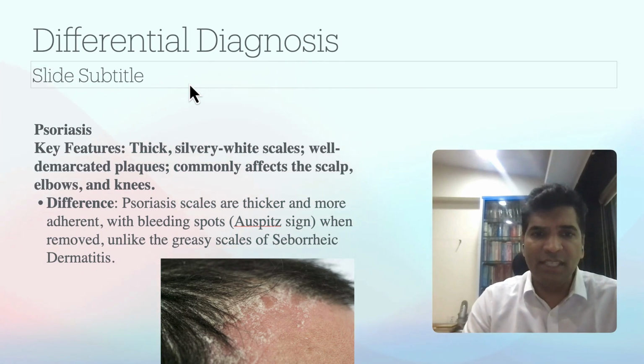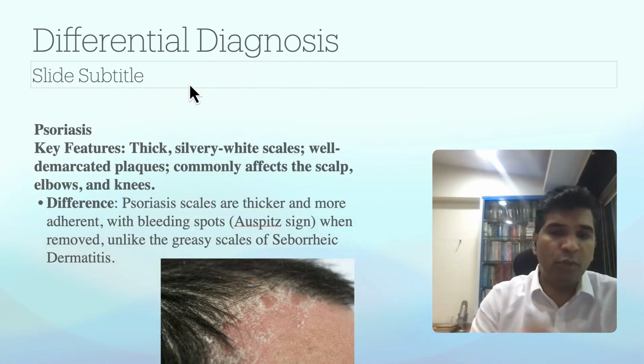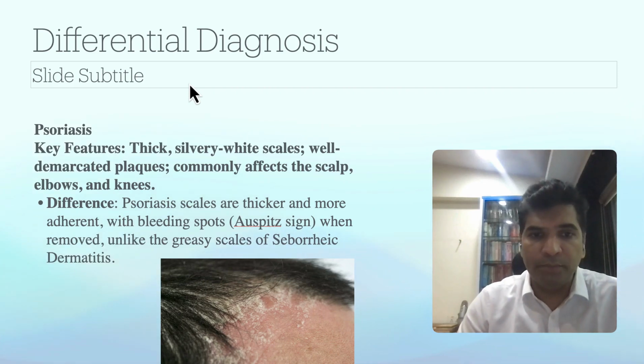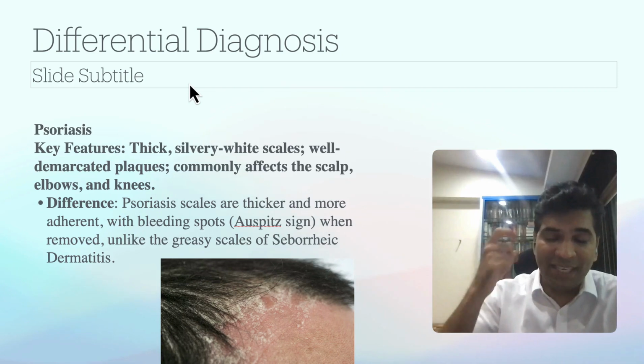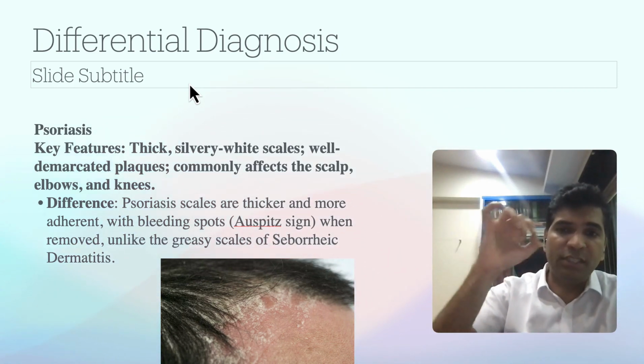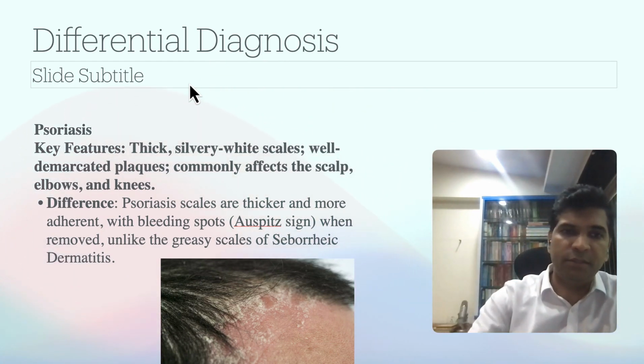The psoriasis scales are thicker, more adherent, with bleeding spots when removed, which I already mentioned to you, unlike the greasy scales of seborrheic dermatitis. We commonly call this the Auspitz sign. When the scales are removed, there are multiple red dots, which are an indication of psoriasis.